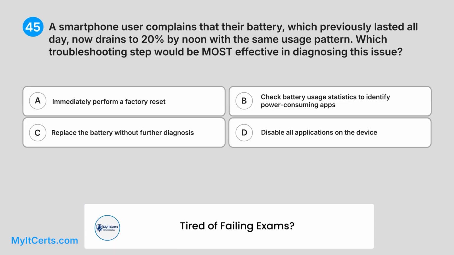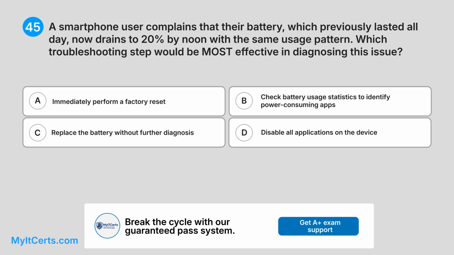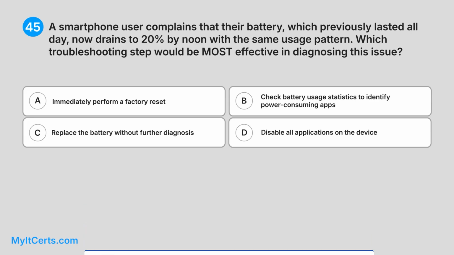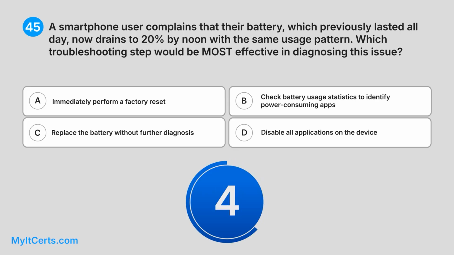A. Immediately perform a factory reset. B. Check battery usage statistics to identify power-consuming apps. C. Replace the battery without further diagnosis. D. Disable all applications on the device. Can you guess the answer?